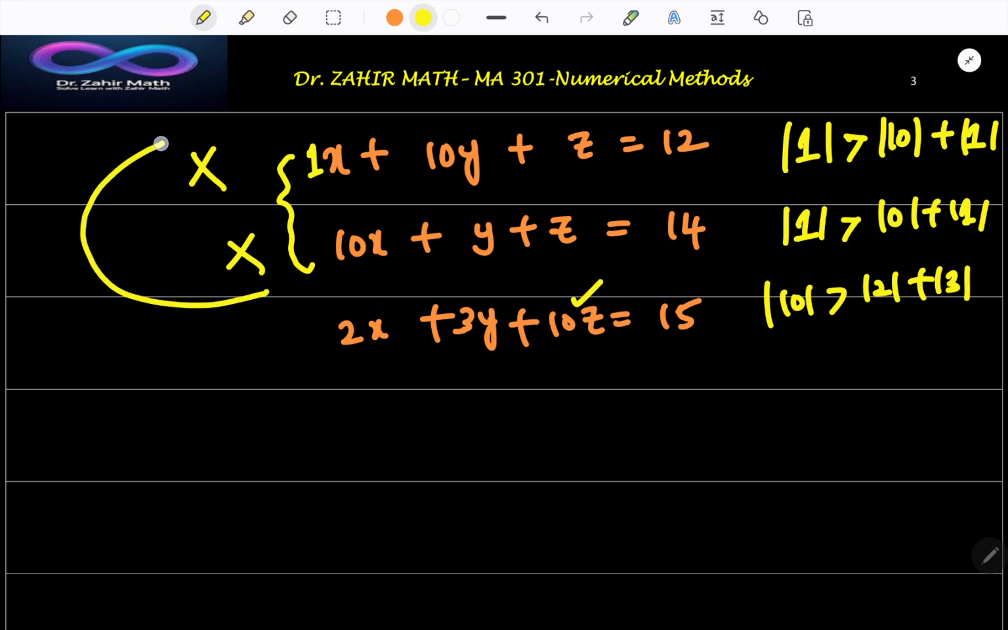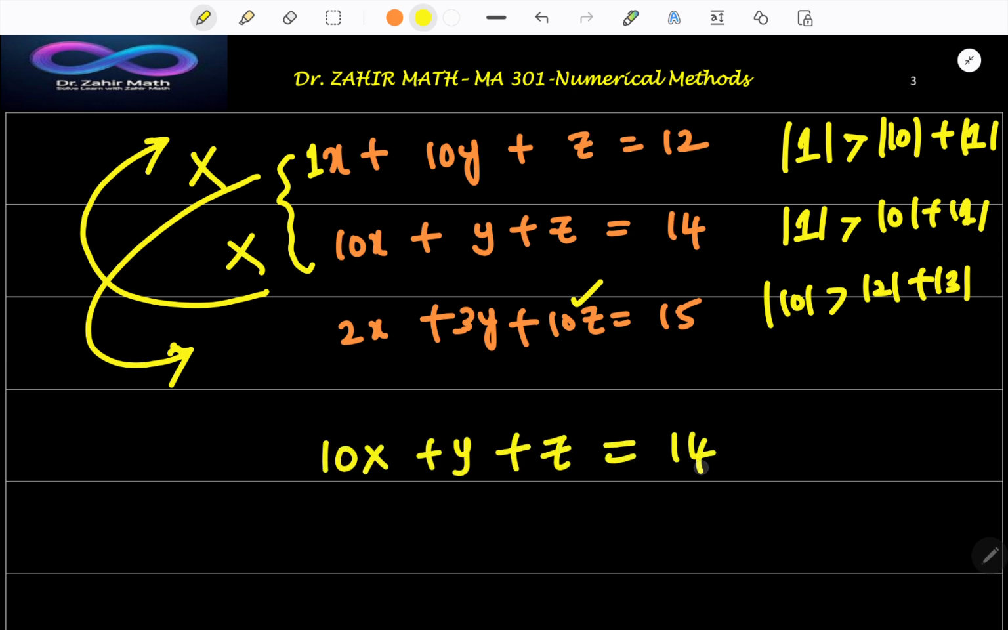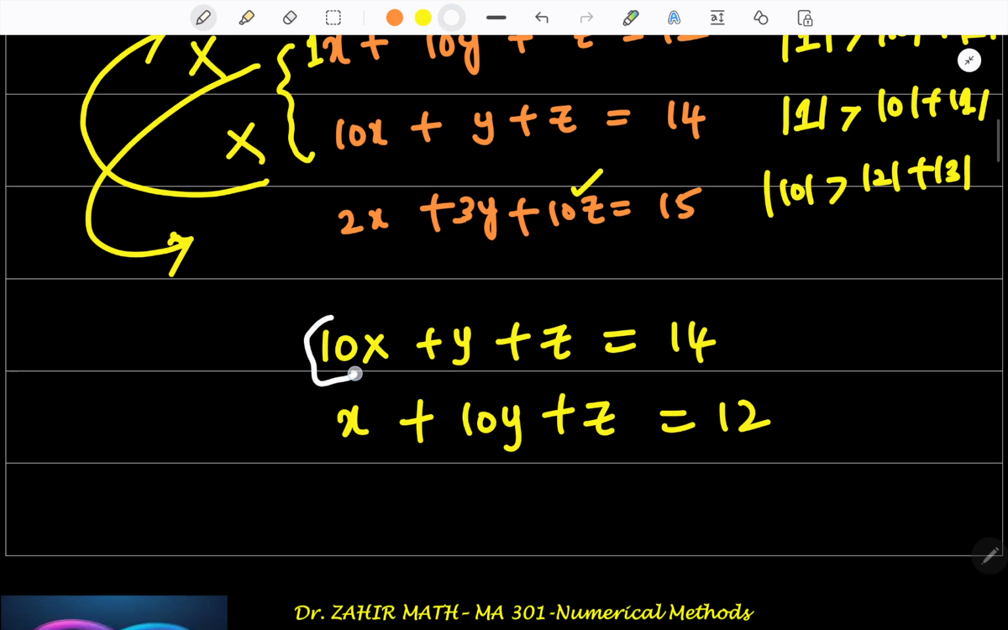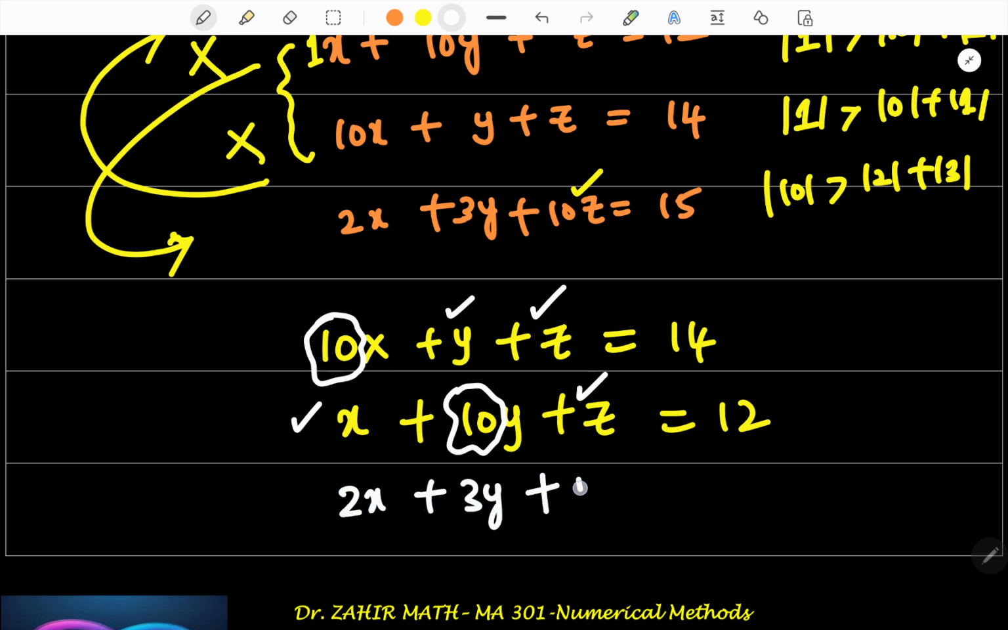If I interchange this row with this one, what happens? Suppose I write 10x plus y plus z is equal to 14, and I write x plus 10y plus z is equal to 12. Now check it out. This is 10, which is more than 1 plus 1. Wow. And this is 10, which is more than 1 plus 1, right? So now what will be your third equation? 2x plus 3y plus 10z is equal to 15. Now this system of equations is what? Diagonally dominant. Clear, everybody?